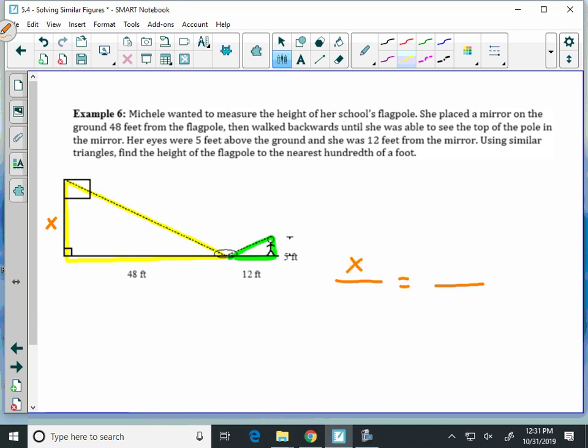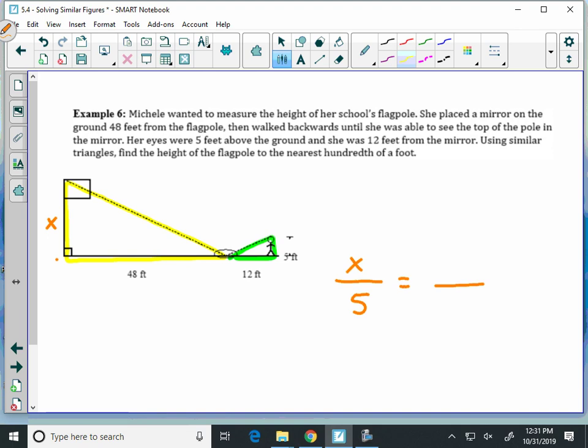Okay, go to the little green triangle. What length is representing X? Or matches up with X? Yeah, right? X is the flagpole. It's up and down. So I'm going to go to the little triangle. The person, Michelle, is representing a miniature flagpole. Okay? And her eyes from the ground are 5. So the two parts that are up and down are going to match up.